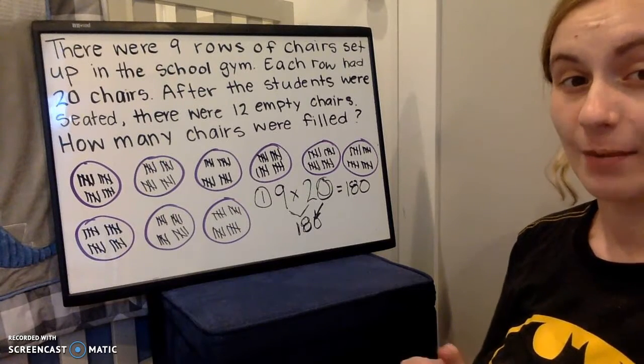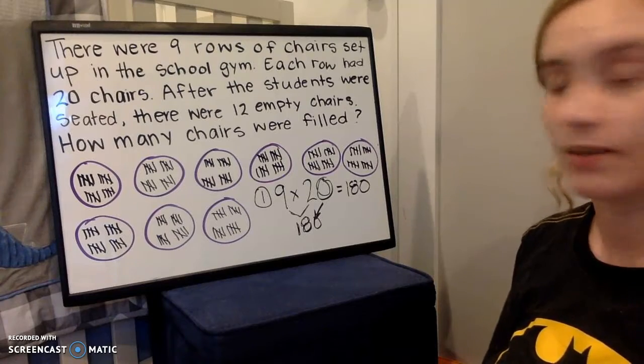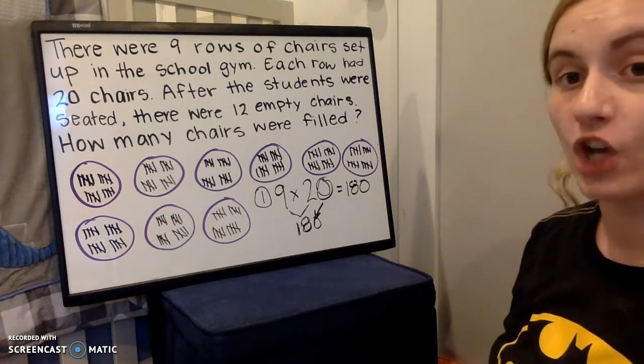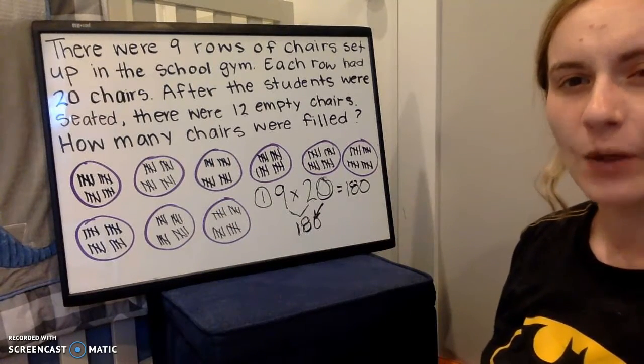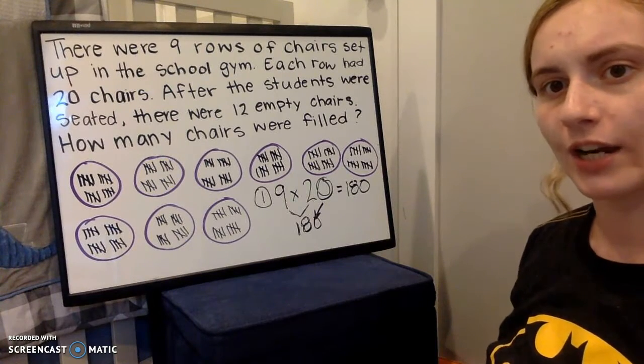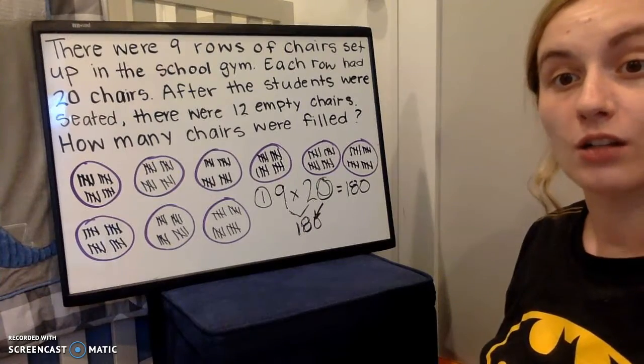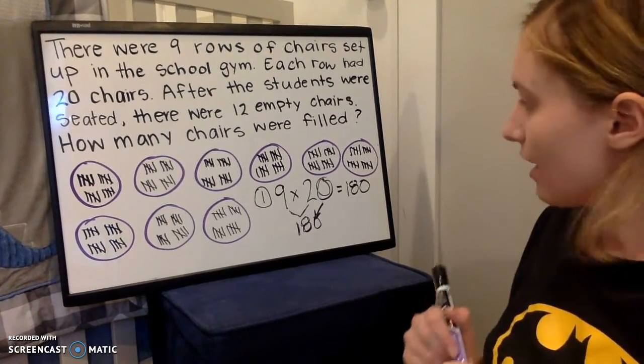The second step in here is, after the students were seated, there were 12 empty chairs. So 12 of these chairs have no one sitting in them. And I want to know how many chairs are full, so I have to take off those 12 empty chairs, right? Because no one's in them, so that's not part of my answer. So I'm going to cross off those 12 chairs.